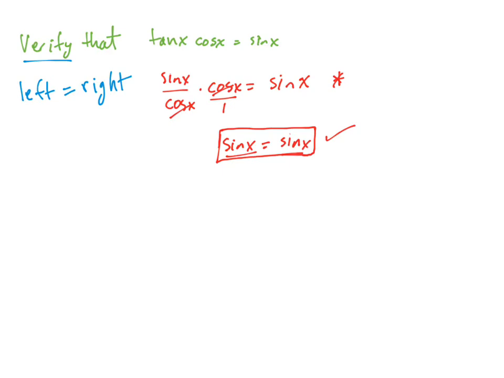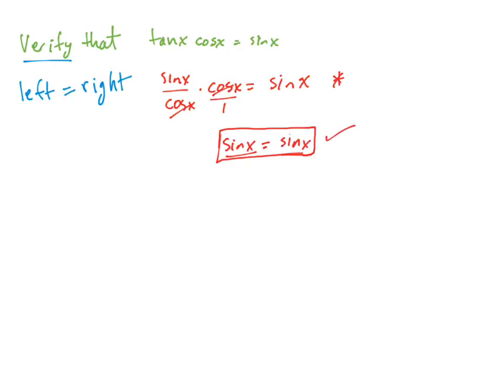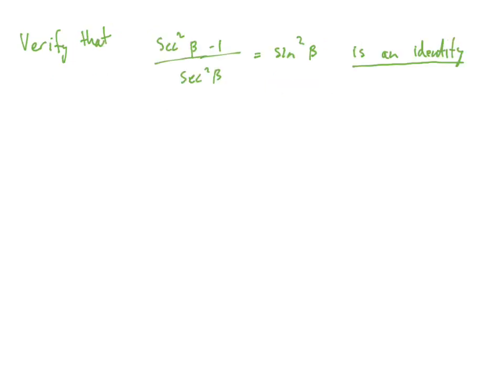And now let's look at a couple of examples that get a little bit more complicated. This example says to verify that secant squared of beta minus 1 divided by secant squared of beta is equal to sine squared of beta. So verify that that is an identity. And I forgot on the previous one to finish that sentence: verify that tangent of x cosine of x is equal to sine of x is an identity. That's what we're trying to prove.